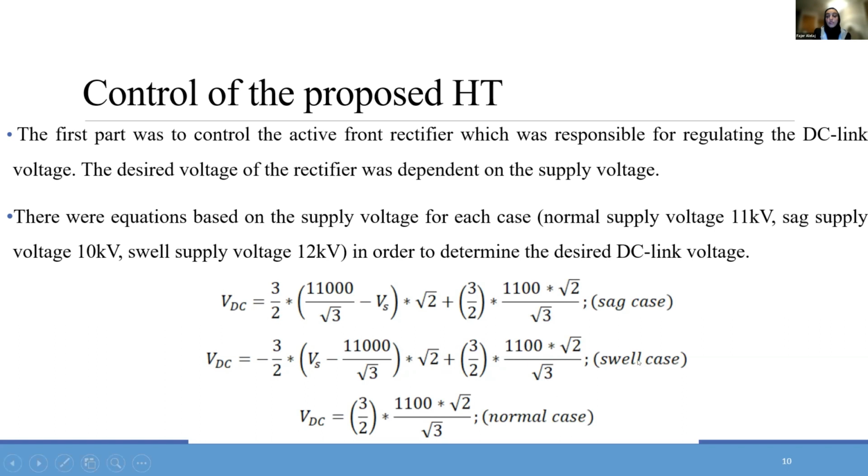The second one is the swell case. Swell means that the supply voltage will increase and be above the normal voltage. The converters have to be able to compensate for that. There is a negative part that will be added to the normal case. It also helps the proposed converters decrease the value and reach the required values of the output.